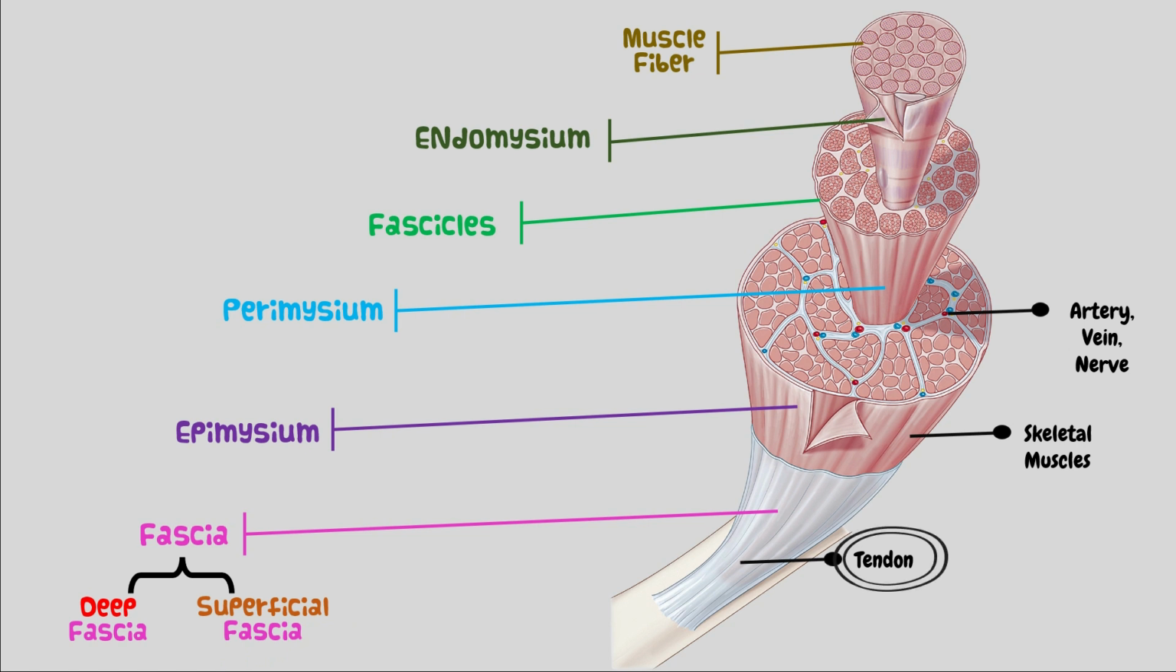Tendons and aponeuroses are so strong that they rarely break, even by forces strong enough to break a bone or tear a muscle. They can, however, be pulled away from a bone. Moving towards structure of muscle fibers.